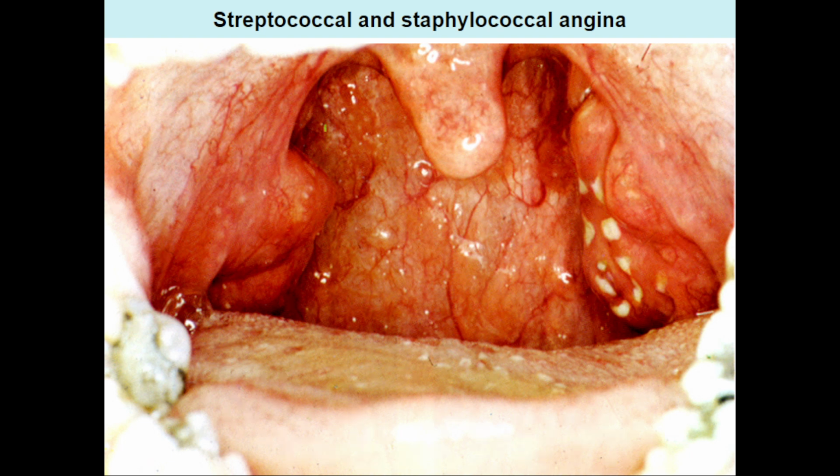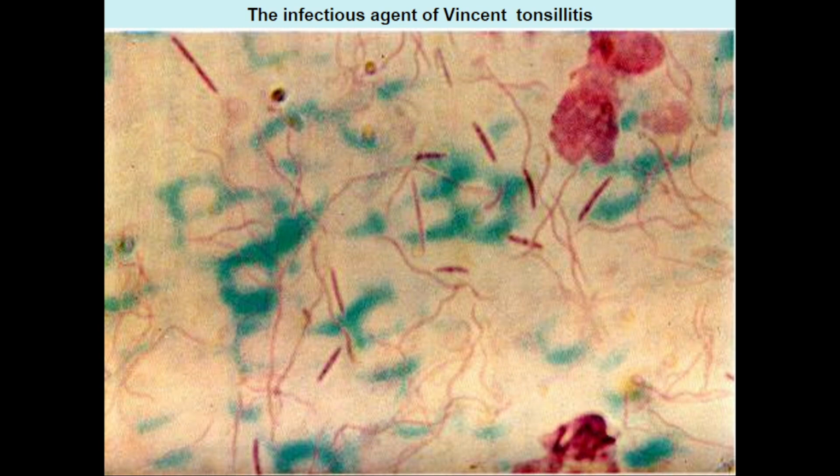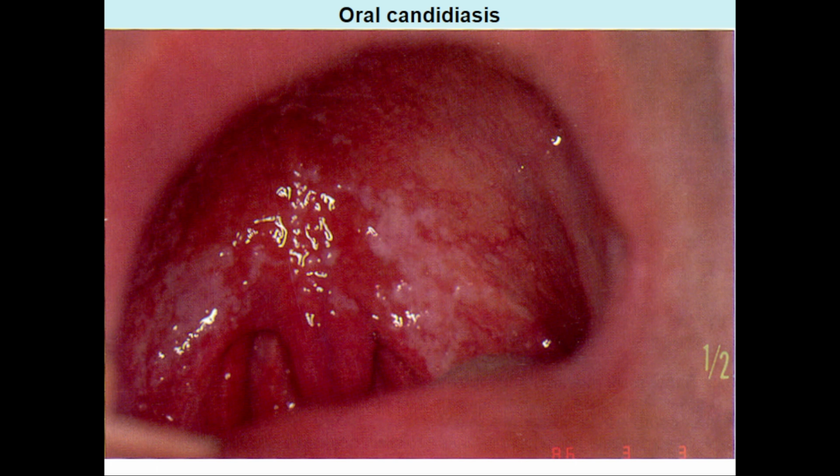Streptococcal and staphylococcal angina, just this bacterial covering, but it will be removed easily. It's just bacterial detritus. Vincent tonsillitis, again, necrosis, maybe bleeding, but removes easily. Also even bacterioscopic examination will be different: it will show Fusobacterium and spirochetes. Infectious mononucleosis, again, atypical mononuclears in CBC. And oral candidiasis, again, it's also membranes, but it's due to fungi and it's removed rather easily.